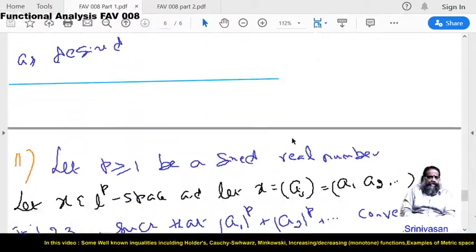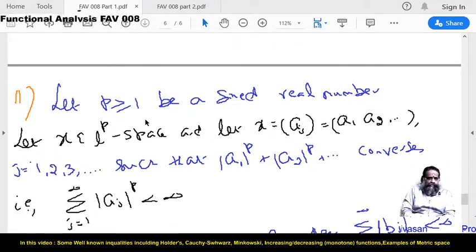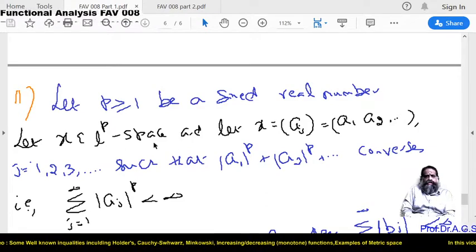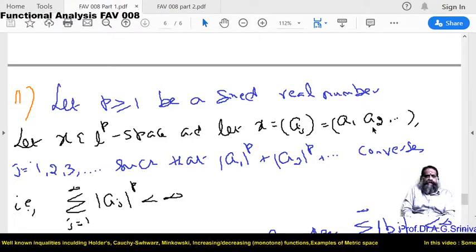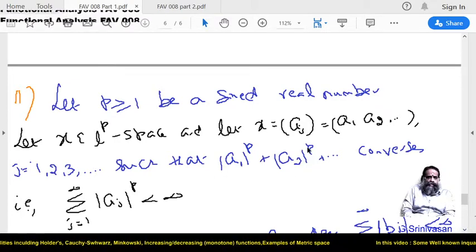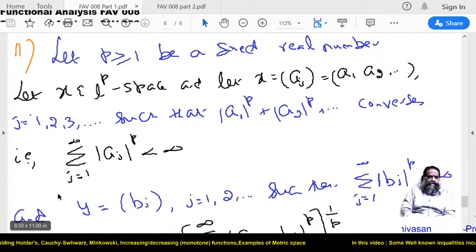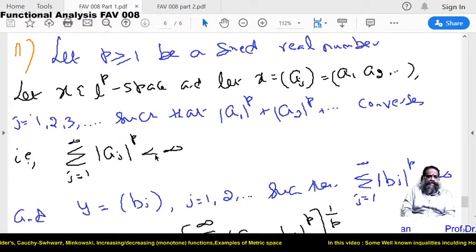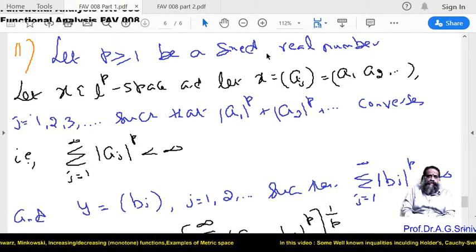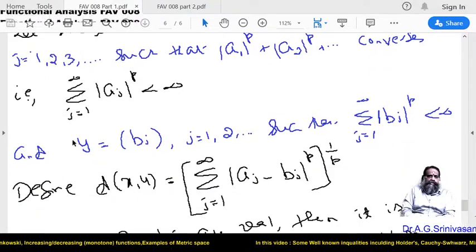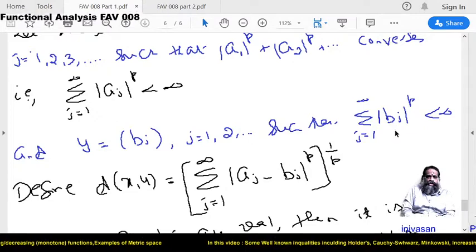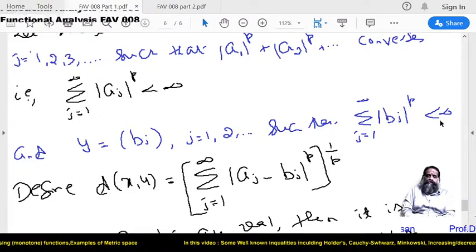Let's take one more example. Let p greater than or equal to 1 be a fixed real number, and x belongs to the lp space, and x is equal to (aj), that is a1, a2, a3, for j equal to 1, 2, 3, such that a1 power p plus a2 power p and so on converges. That is, sigma j equal to 1 to infinity of aj power p is less than infinity, it converges, it's finite for a fixed number p greater than or equal to 1. And y is equal to (bj), j equal to 1, 2, 3, such that sigma of bj power p is also finite.